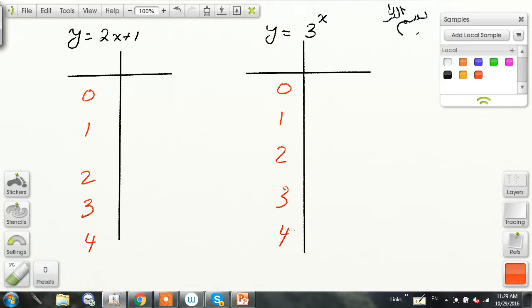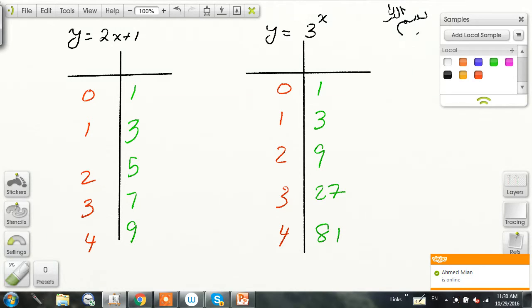Mucho importante, señor. So listen to me, all right? When x is 0, what's y over here? 1. When x is 1, what's y? 3. When x is 2? 5, 7, 9. Got it? Okay, how about here? When x is 0, y is? X is 1, x is 2, x is 3, x is 4. Correct? Did I do it right? Yes?